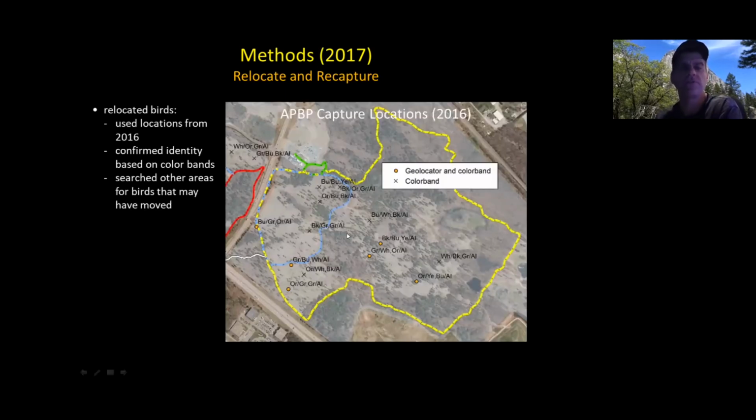In 2017, we needed to figure out who came back, and we had to recapture them. Birds tend to return to their territories from the previous year, so we looked for birds using the capture locations from 2016 for guidance.